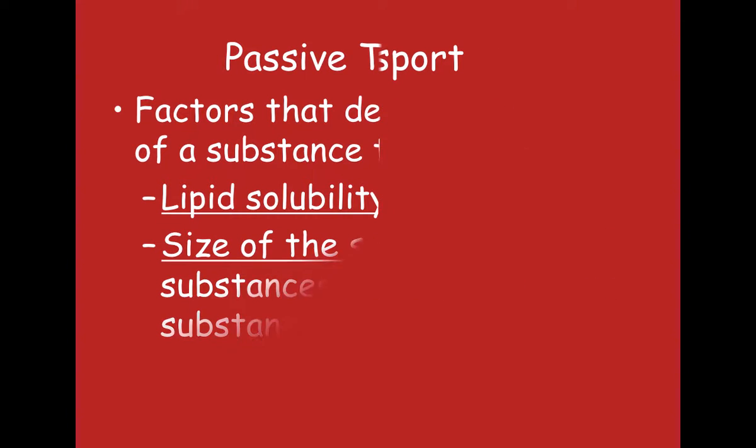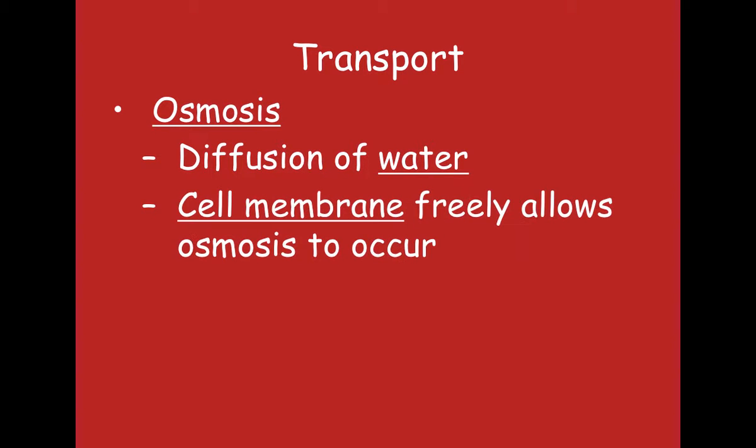The second type of transport we want to look at is osmosis. Osmosis is the diffusion of water. And the cell membrane freely allows osmosis to occur.